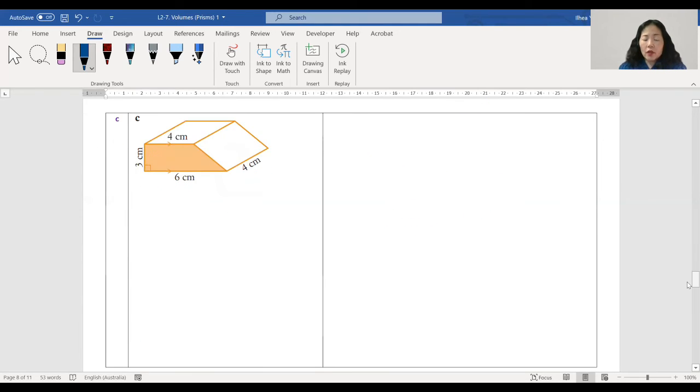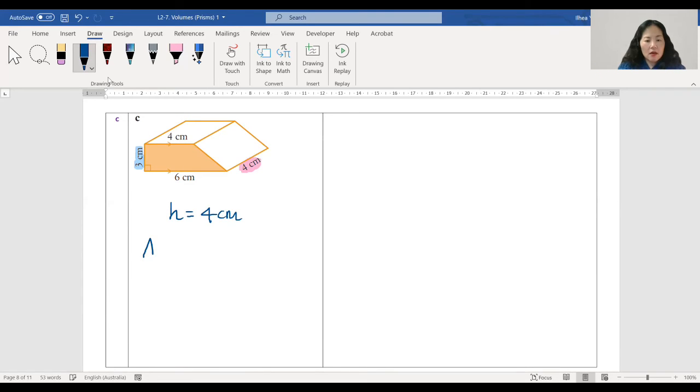Part C, we got a trapezoidal prism, which means it has a trapezium as the base. Let's have a look at the height of this prism, not the height of the base shape. Which will that be? Is 3 the height for the prism? No, that's the height for the base. It is this one. When you put this trapezoidal prism straight up, it'll be 4 centimeters tall.